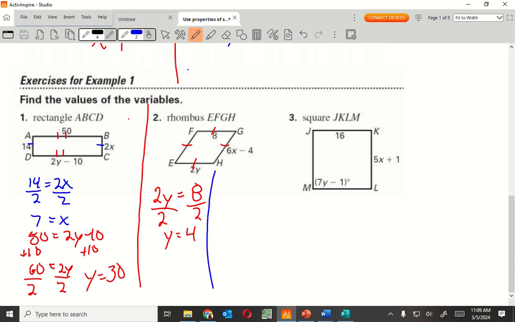Now the next one, let's look at the next. So I got to take care of my x's now. So I'm going to say that 6x minus 4 is going to be equal to 8. Because isn't this also congruent to 8? They're also congruent. So I could say equal to 8, just like that, because they're both congruent to the same side.